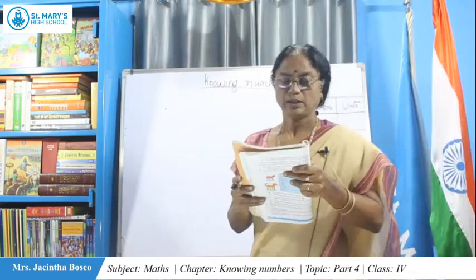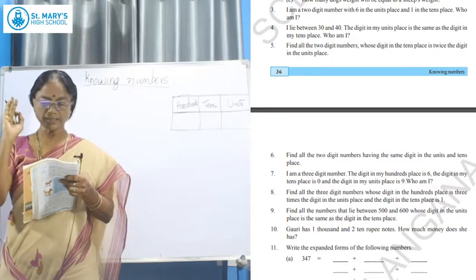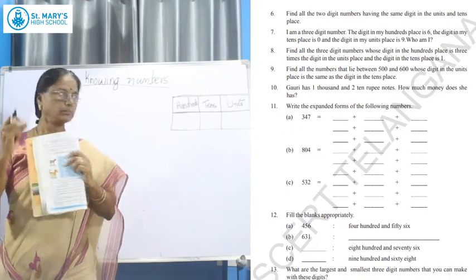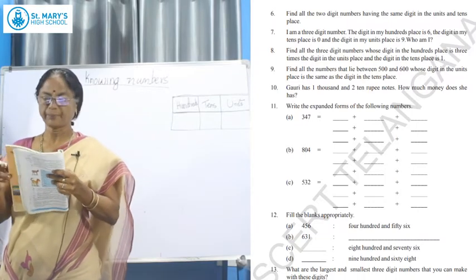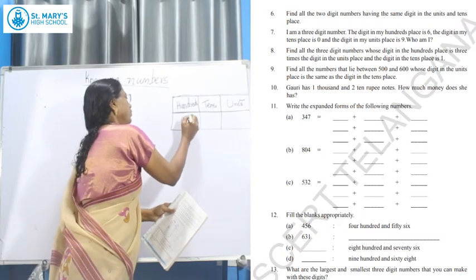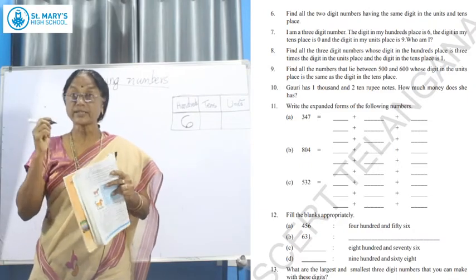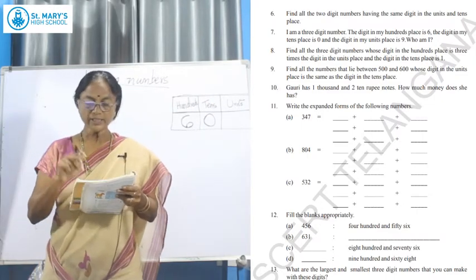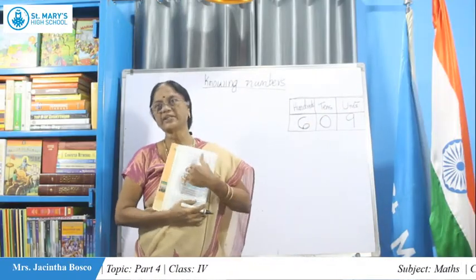Finished? See children, let's go to the 7th question now. I am a 3-digit number. 3-digit means what are the places you will have? Units place, tens place and hundreds place. The digit in my hundreds place is 6. What is in the tens place? That is 0. What is in the units place? 9. Then what will be the number? Read out the number.